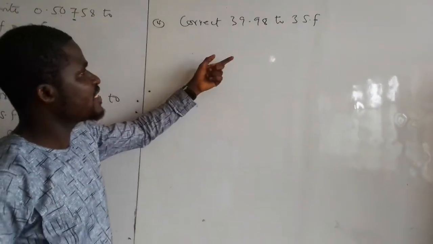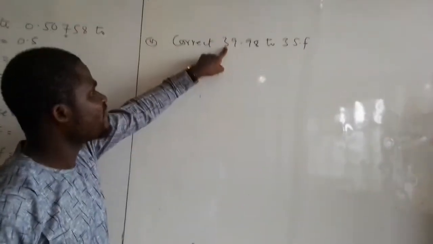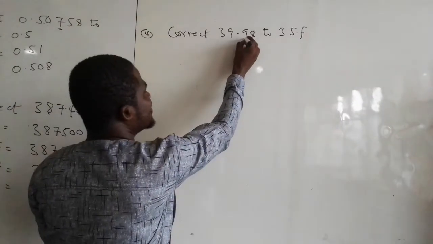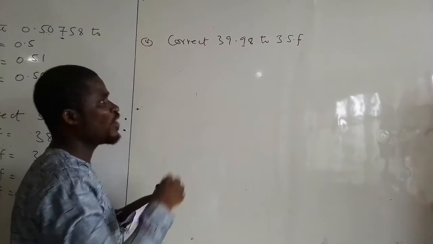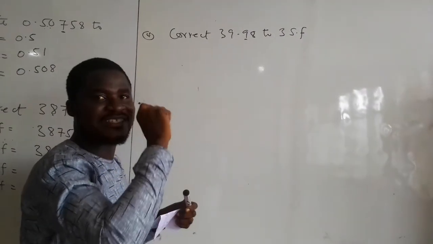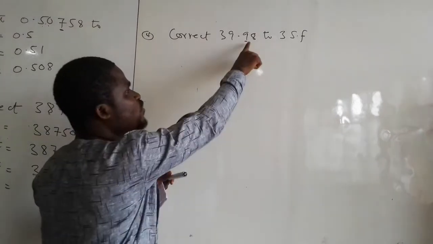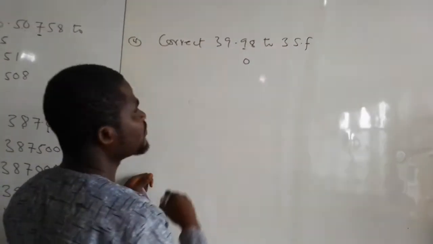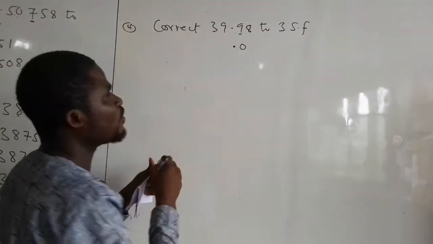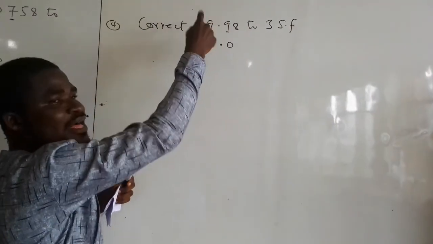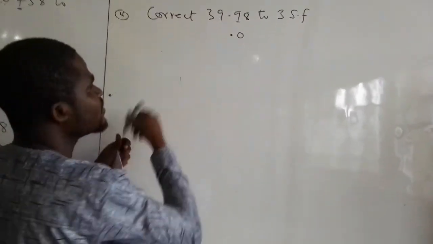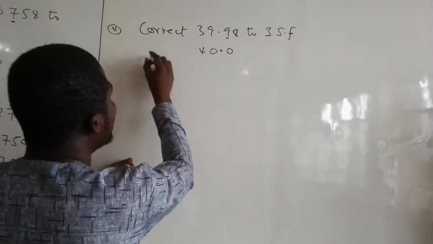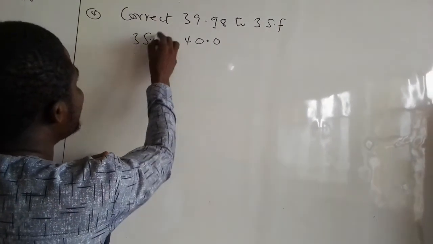Now, let's see. 3 SF. This is my first SF. This is my second SF. This is my third SF. So my third SF is what? It's 9. So look at the next number. The next number is what? 8. It's more than 5. So I will add 1 to the 9. So if I add 1 to the 9, the 9 will become 10. So 0. Point. Now 10. Carry 1. Add a 1 to this 9 to also become 10. So 0. Carry 1. So 1 plus 3 gives us 4. So this is our 3 SF.